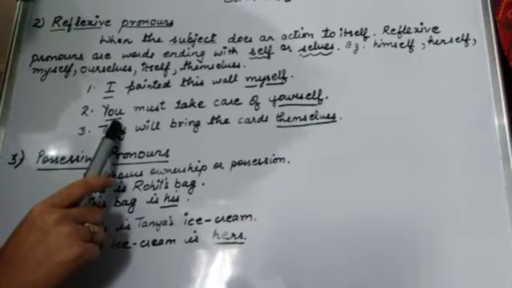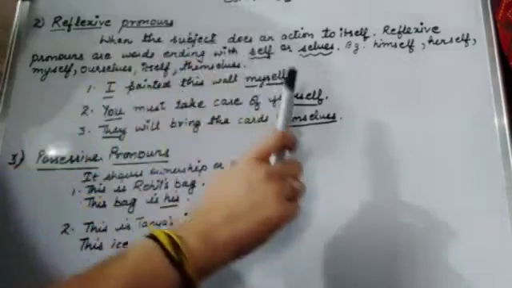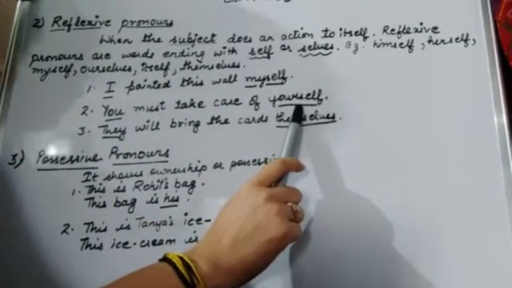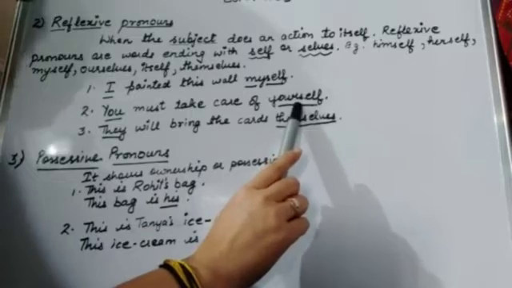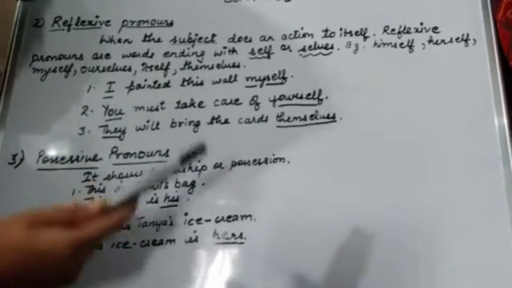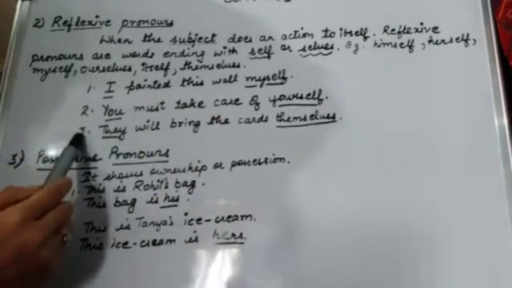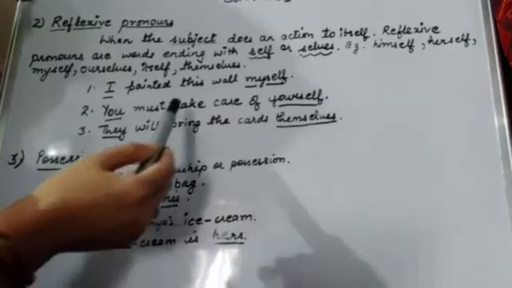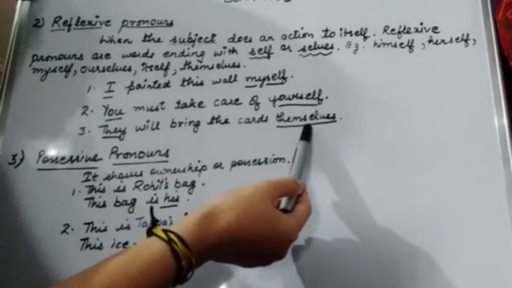Okay, it's a second person. First person, second person. So yourself is your reflexive pronoun because here you are doing an action on yourself. Who is going to take care of you? You are going to take care of yourself.